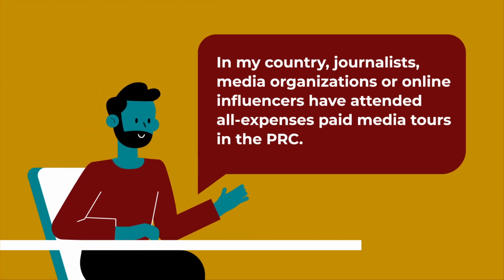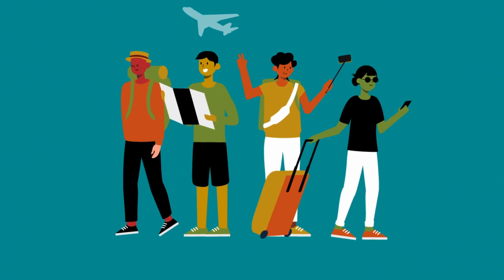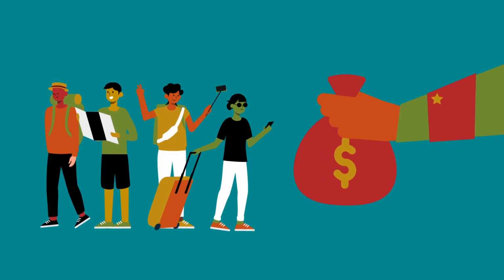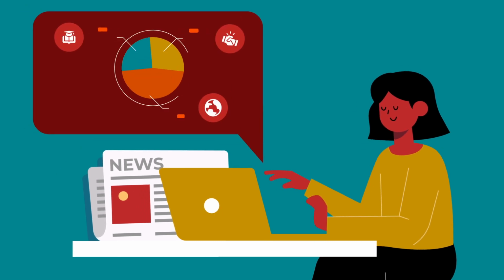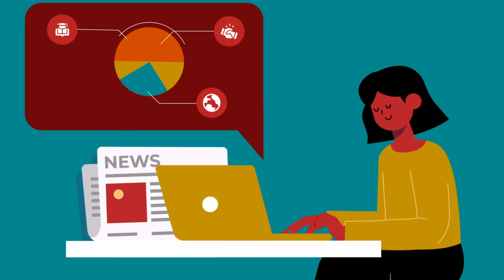Here's an example indicator. In my country, journalists, media organizations, or online influencers have attended all-expenses-paid media tours in the PRC. Indicators are written to capture a particular piece of China's global influence playbook, and together, they provide a comprehensive picture of how the PRC influences foreign countries.